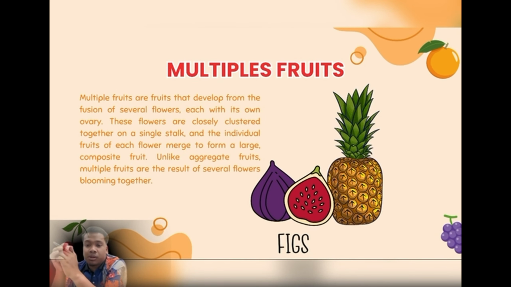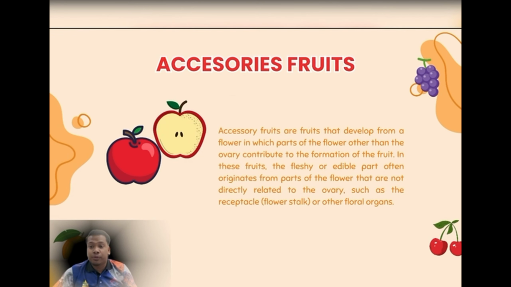Next, multiple fruit. Multiple fruits are fruits that develop from the fusion of several flowers, each with its own ovary. These flowers are closely clustered together on a single stalk, and the individual fruits of each flower merge to form a large composite fruit. Unlike aggregate fruit, multiple fruits are the result of several flowers blooming together. Accessory fruits develop from a flower in which parts other than the ovary contribute.